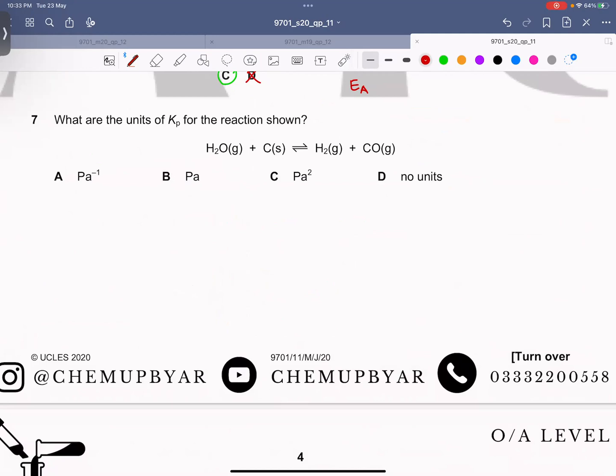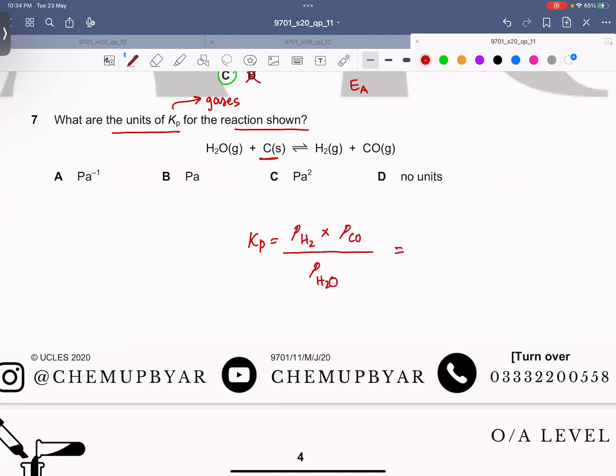Now, question number 7. What are the units of Kp for the reaction shown? Okay. So remember, Kp is for gases only, right? So it means we are not going to include this carbon. And the rest of the substances are in the gaseous state. So if I write the expression for Kp and each one has 1 mole only, right? So partial pressure of carbon monoxide divided by partial pressure of water, right?